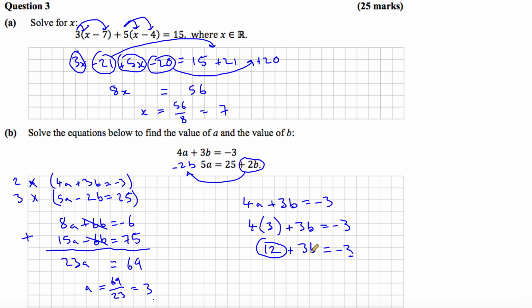So when we tidy up, that becomes 12 plus 3B is negative 3. If we bring this 12 over, it becomes a negative, and we have 3b is minus 15. So b will be equal to minus 15 divided by 3, which is minus 5. So there we have our answer. A is 3 and B is minus 5.